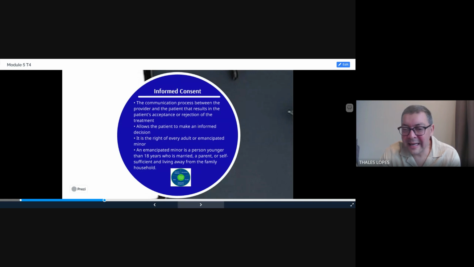So what is an emancipated minor? Basically someone that is younger than 18, that is married or self-sufficient and lives away from home. Okay? So it's important to know what an emancipated minor is, because we can get one of those questions and say, Mary is a 15 years old emancipated minor. And then we can twist that question to make you get the wrong answer. And you see how that would play out.